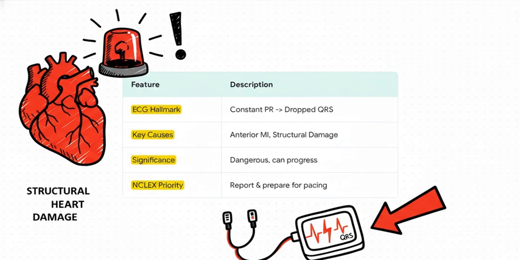It's pointing to a really serious problem, often some kind of structural damage to the heart. And because it can progress to a complete heart block in a second, your priority action is urgent. You're going to report it immediately and get ready for transcutaneous pacing. This is a huge flashing red light on the NCLEX.